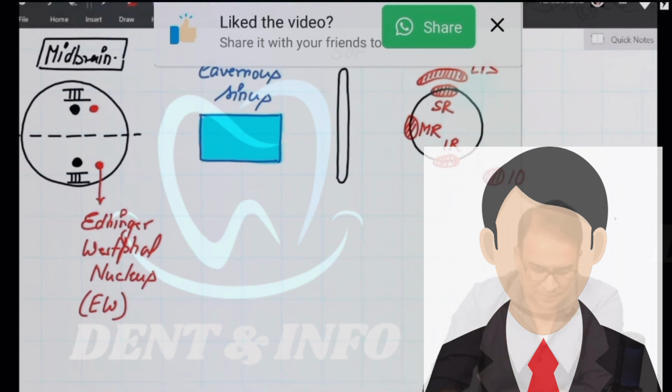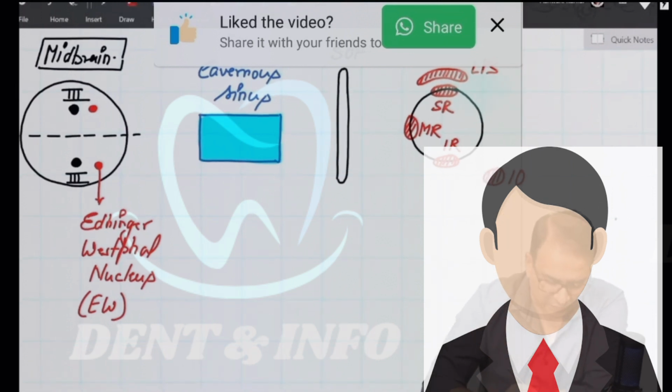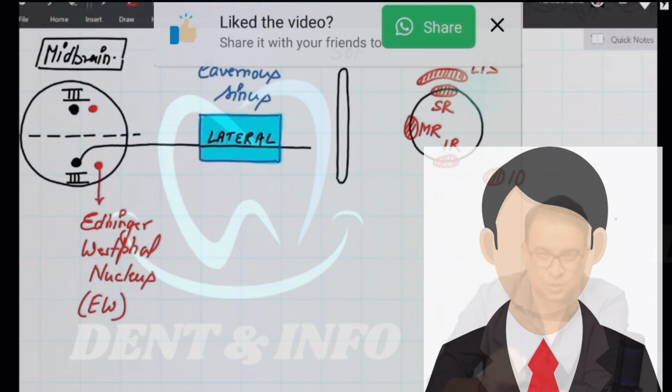Now guys, the first thing you will see is that the third nerve comes out of the midbrain, and then you will see the third nerve running in the lateral wall of the cavernous sinus. So that's one question here: what is the relation of the third nerve with the cavernous sinus? It is running in the lateral wall. It is not inside the cavernous sinus, it is on the lateral wall of the cavernous sinus.